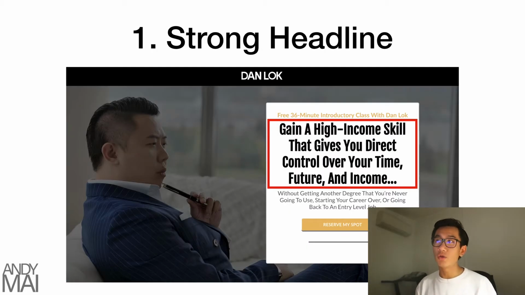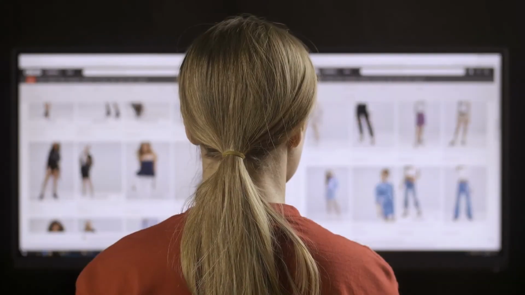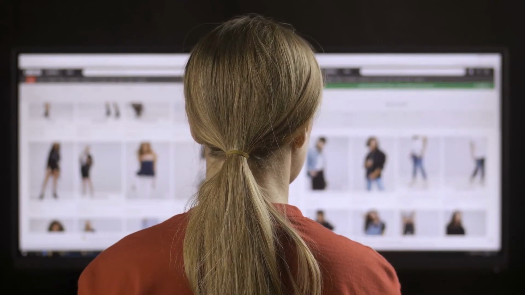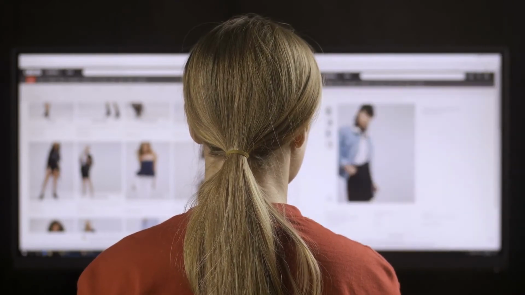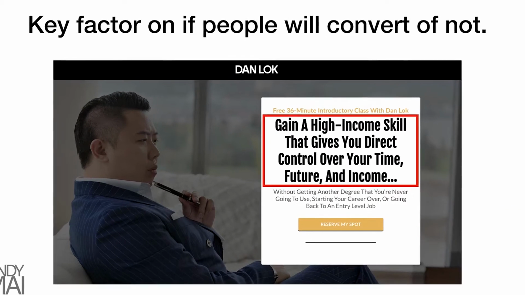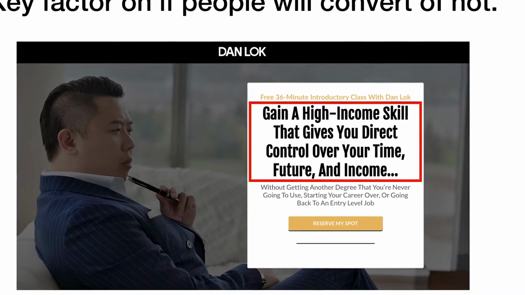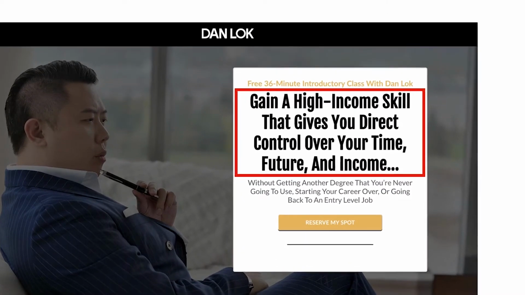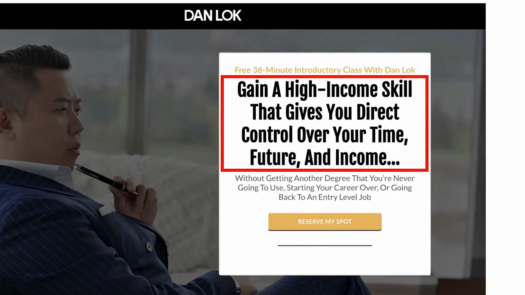Tip number 1, you want a strong headline. The headline is probably what will determine your conversion rate. When people land on your page, it's the headline that's going to get people to opt in, and that is probably the most important thing when it comes to the conversion rate of your landing page. This is a key factor in whether people will convert or not. And as you can see, Dan Lok's headline is: gain a high income skill that gives you direct control over your time, future, and income.